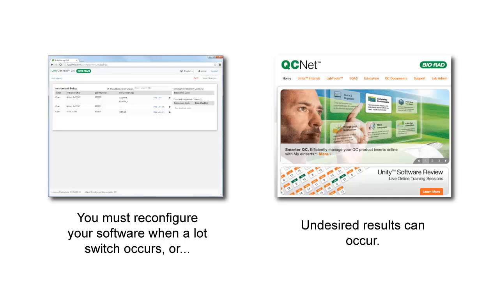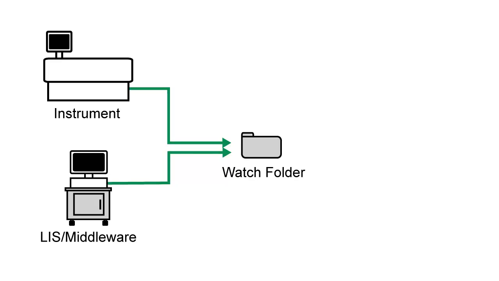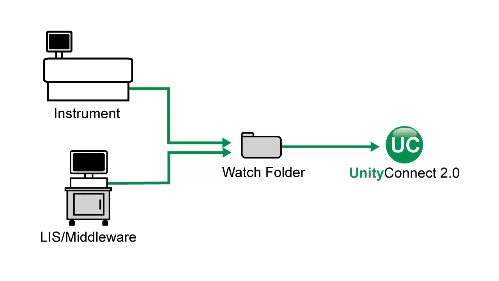Reporting data for the wrong lot can result in your data being added to the wrong peer group or worse. Your data may be rejected, or you could skew the peer group. Begin this alternative approach by creating a QC data file that only contains data prior to the lot switch. Move this QC data file to the Watch folder. UnityConnect 2.0 transforms the QC data for the old lot.